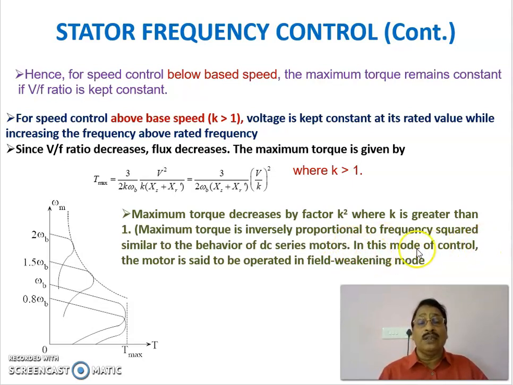Therefore, in this mode of control, the motor is said to be operated in field weakening mode. For the control of the induction motor at a frequency above the rated frequency, the mode of operation we call field weakening mode. In this range we can see that torque is reducing. Torque is inversely proportional to the square of the frequency. As the frequency increases, the maximum torque available gets reduced. That is what's called the field weakening mode. That is what is happening when frequency increases.